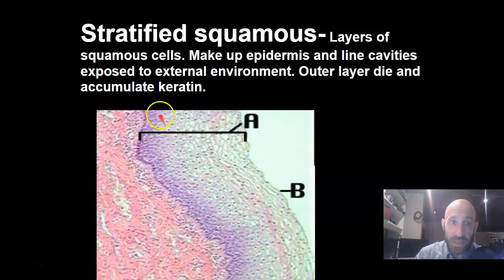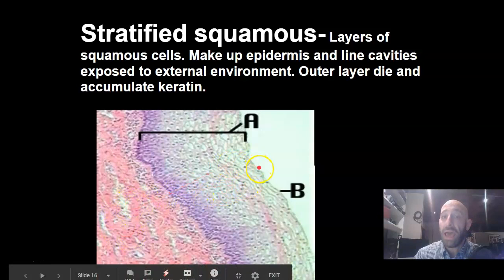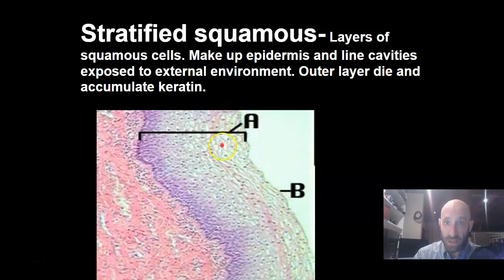So what ends up happening is the cells replicate down here, and then as they get farther away from the blood supply, because the blood is here, they die. And you end up with this layer on the outside, which is made up of dead cells. They also accumulate a protein called keratin. If you feel your skin right now, it feels pretty tough, right? It's tougher than you would think. And that is because it's A, dead, and B, it has keratin. Keratin is what makes it tough. It's a strong, strong protein.